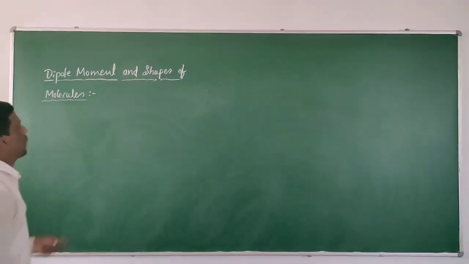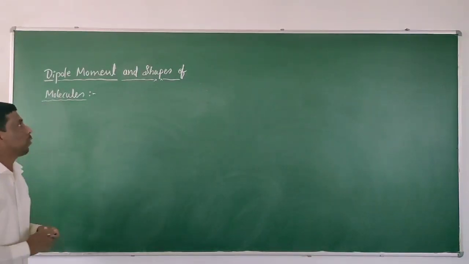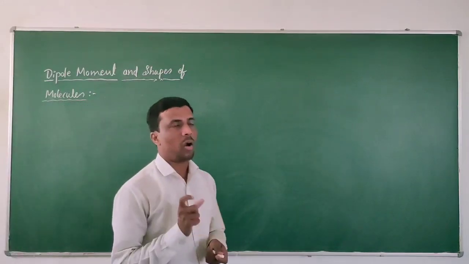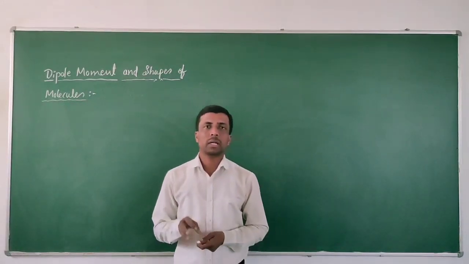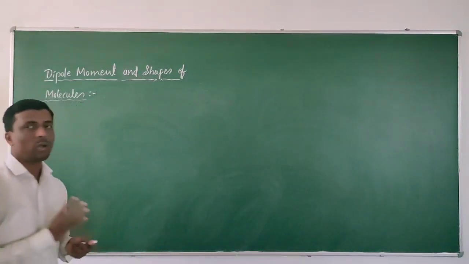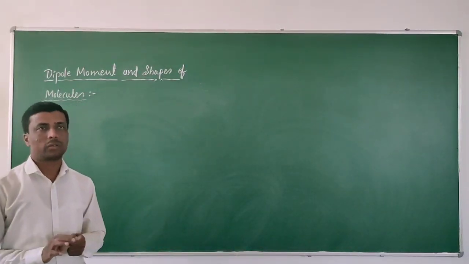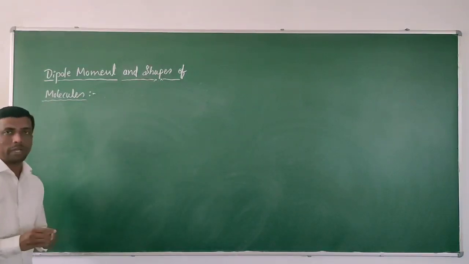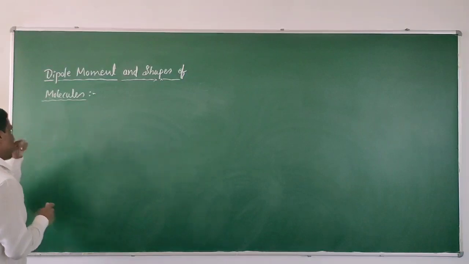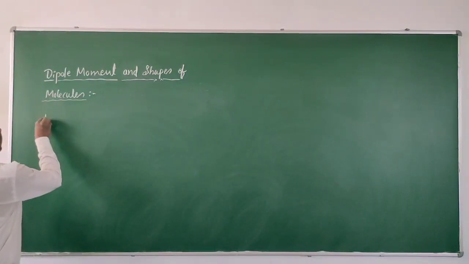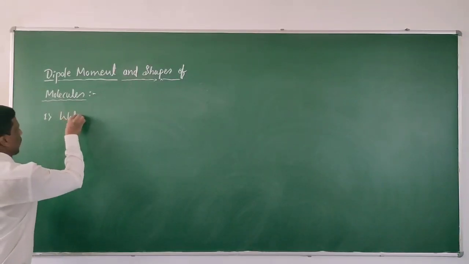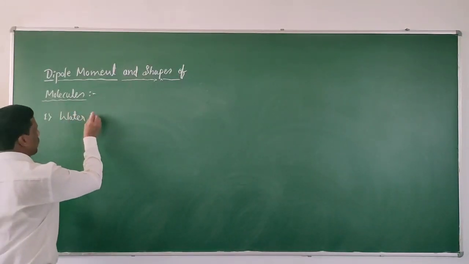Okay, students. The next concept is dipole moment and shapes of molecule. See here, always the dipole moment depends upon the shapes of the molecule. Here we are having 4 examples to discuss the dipole moment depending upon shapes of molecule. Okay, consider the first one, water molecule.